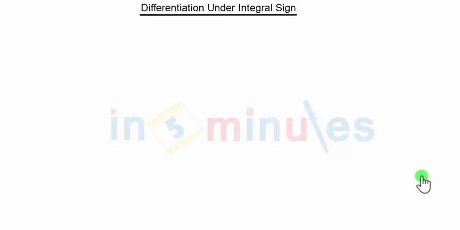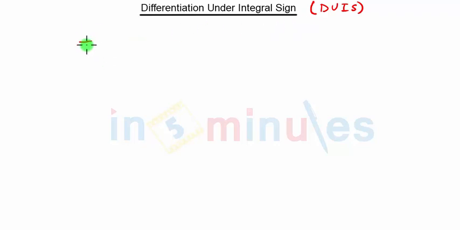In this video, we are going to start with differentiation under integral sign. It is also known as DUIS. So what is this? Here we have to find some integration. But here the method to find integration is very different.